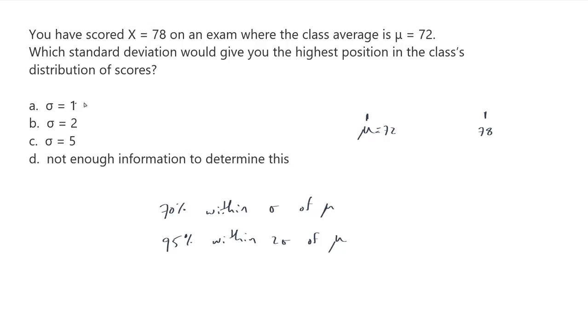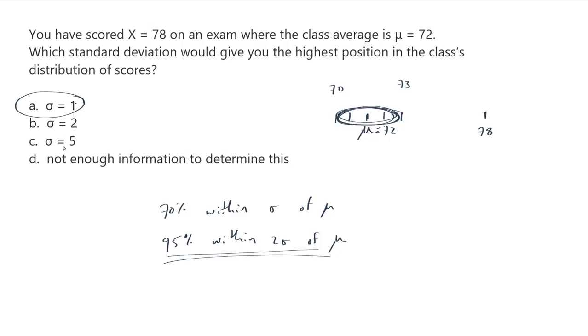If I had a standard deviation of 1, then 95% of my scores are going to be within 2 of the mean. So this is at 73 and 2 below, this is 70. So 95% of scores are sitting within this range. You are easily well above the rest of the group. You are above 95% of the scores.